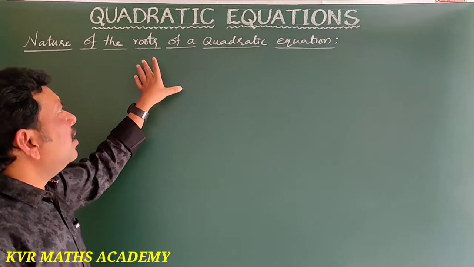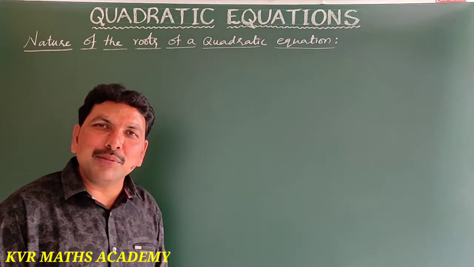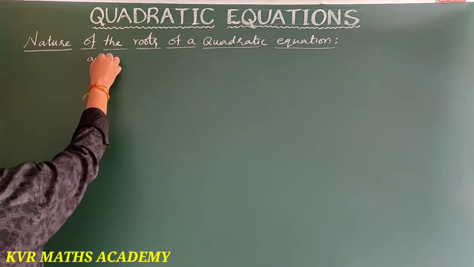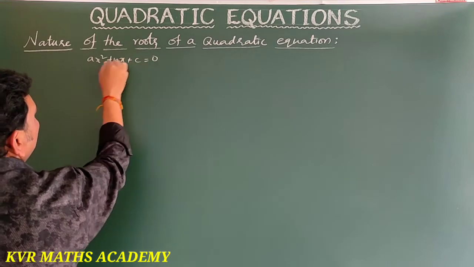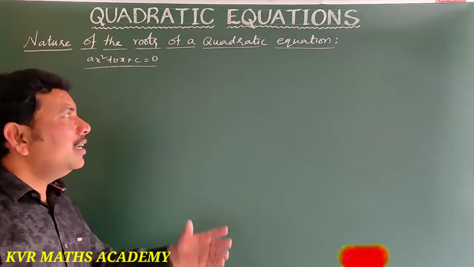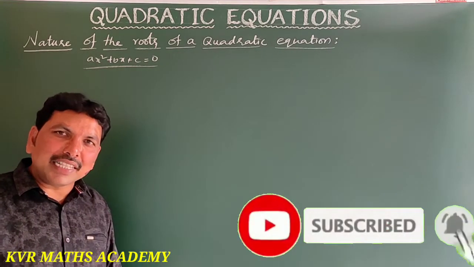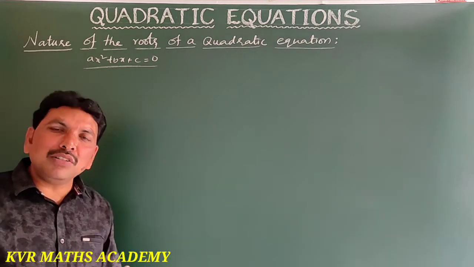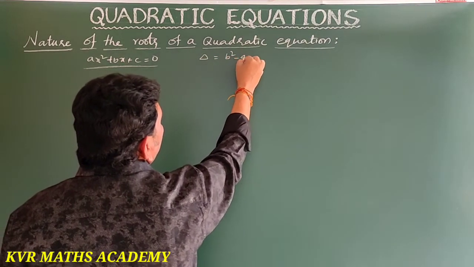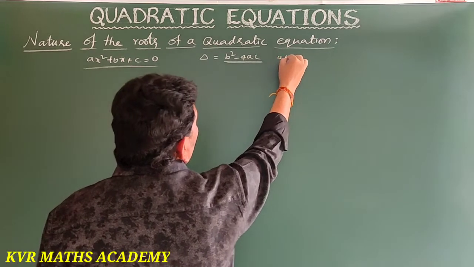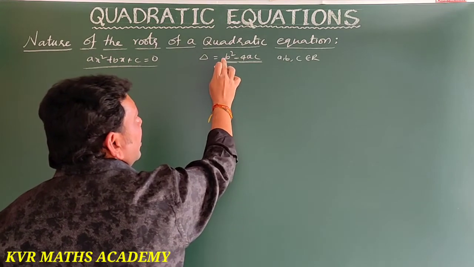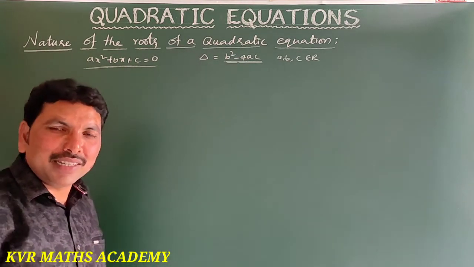Next, nature of the roots of a quadratic equation, ax square plus bx plus c is equal to 0. The nature of the roots of the quadratic equation ax square plus bx plus c is equal to 0 depends upon its discriminant. Discriminant means delta is equal to b square minus 4ac, where a, b, c belong to real numbers. So the nature of the roots mainly depends upon delta, b square minus 4ac, which means the discriminant.